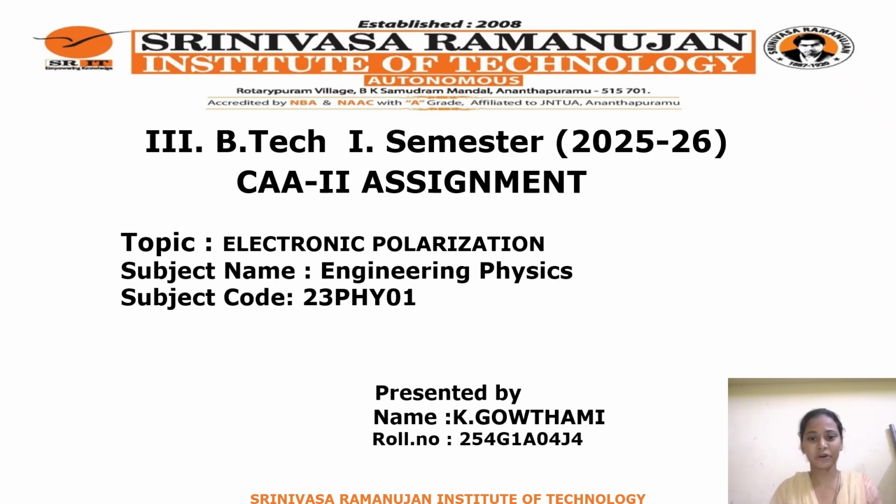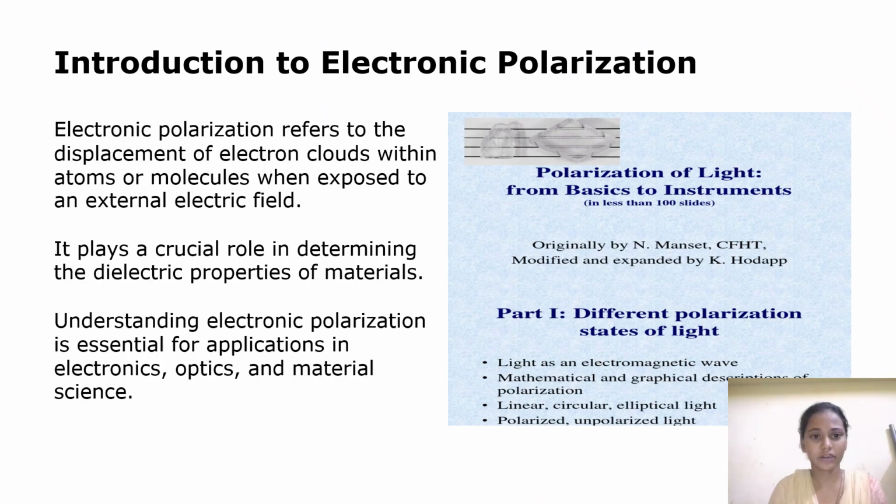Today, my topic is electronic polarization in the subject of engineering physics. Introduction to electronic polarization. Electronic polarization refers to the displacement of the electron cloud within an atom or molecule when exposed to an external electric field. It plays a crucial role in determining the electrical properties of materials. Understanding electronic polarization is essential for applications in electronics, optics, and material science.